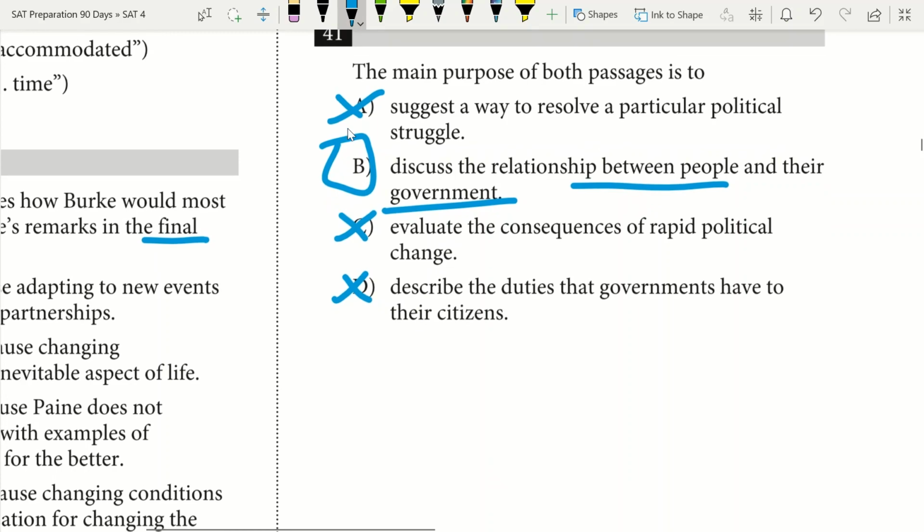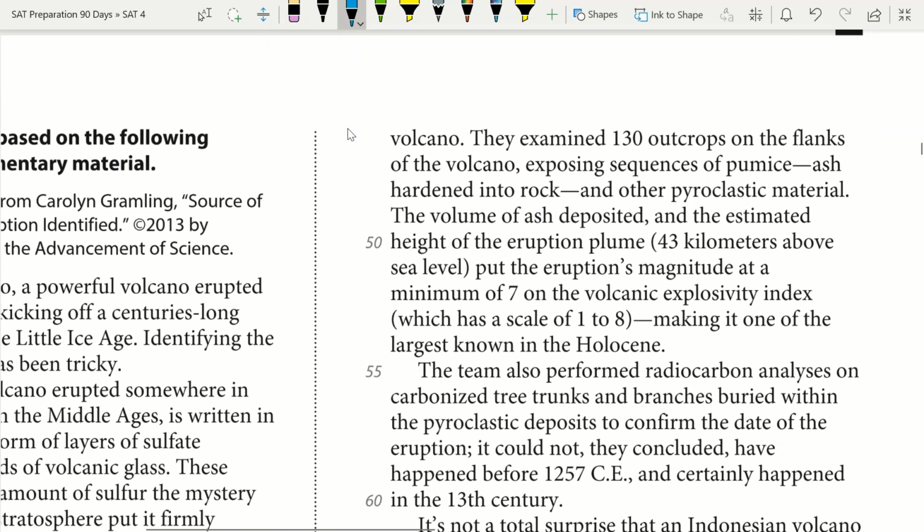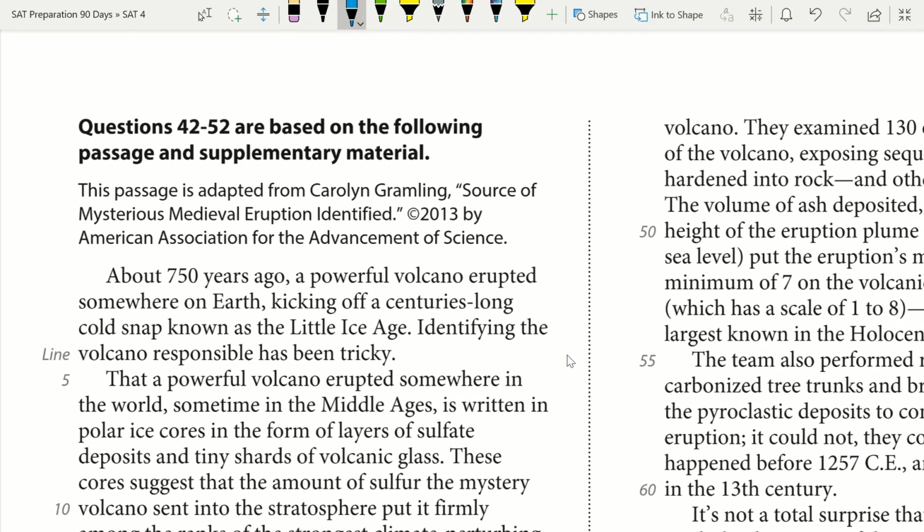All right, so now we can go ahead and move on. We've got our next passage, which is right here. We've got passage 5. So that ends the explanation of that fourth passage from SAT Practice Test 4. At this point, we're going to go ahead and move into that fifth passage from SAT Practice Test 4.